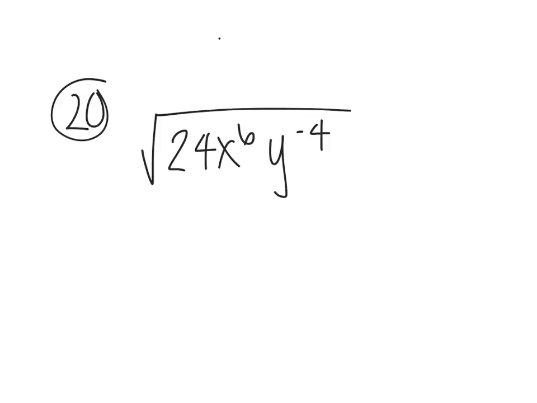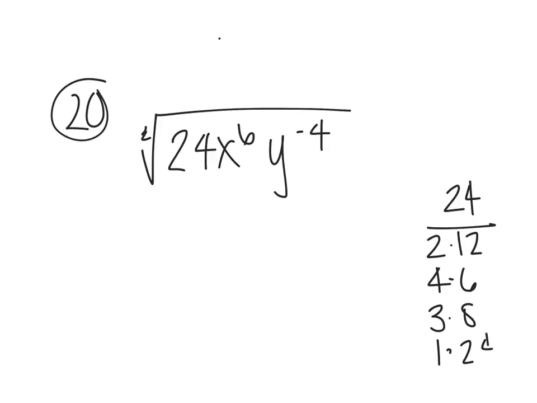Okay. 20. Question 20. The question I was asked was, how do you take the square root of 24? Taking the square root of 24, completely valid question. So what are the factors of 24? 2 and 12, 4 and 6, 3 and 8, or 1 and 24.